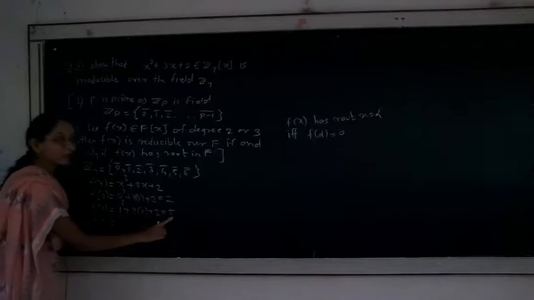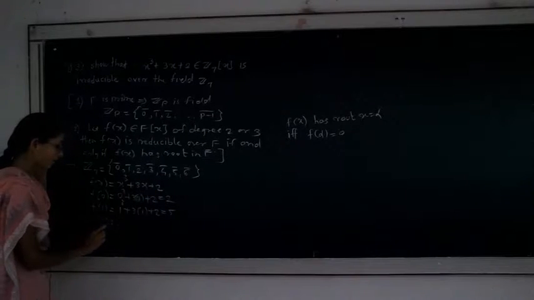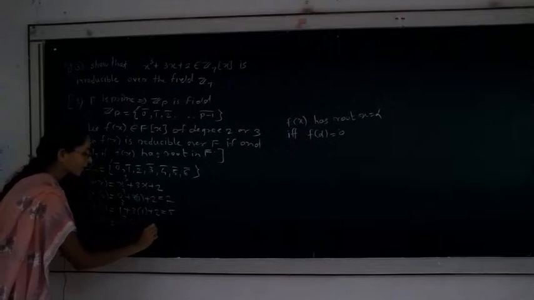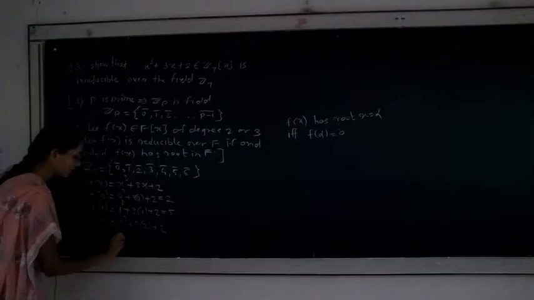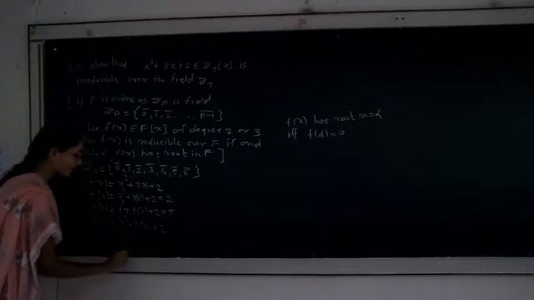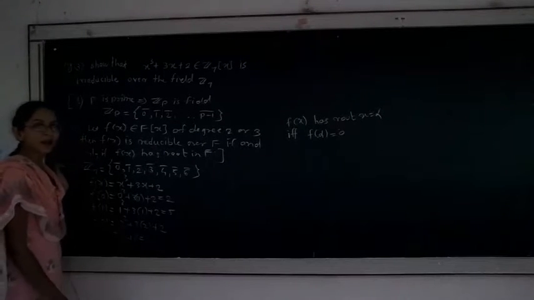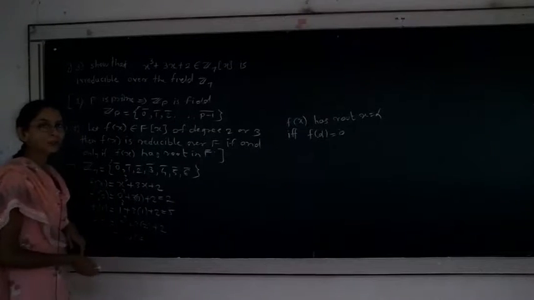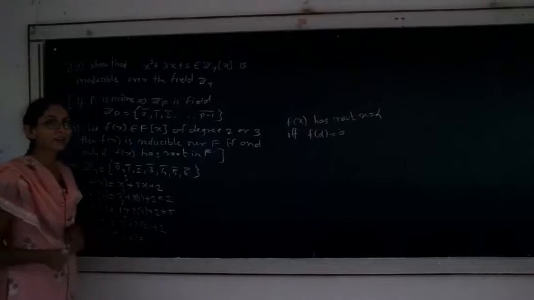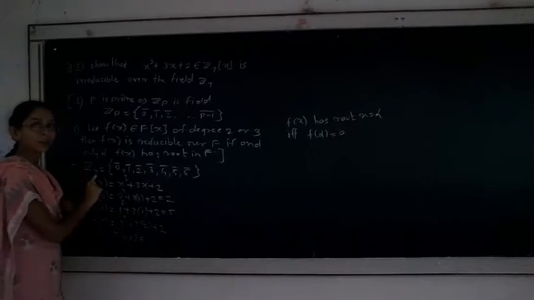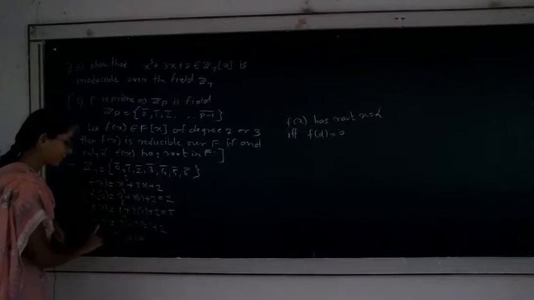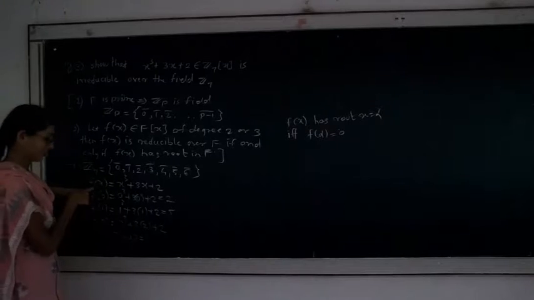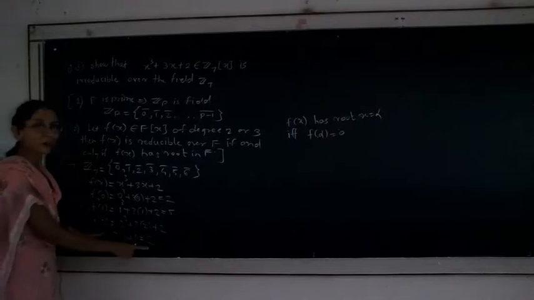Now f of 1 is equal to 5. This is not 0 again. f of 2 is equal to 2 cube plus 3 into 2 plus 2. Now this will come 8 plus 8, which is equal to 16, and 16 modulo 7 is 2. 16 is congruent to 2 modulo 7. If you divide 16 by 7, the remainder is 2. Therefore f of 2 is equal to 2 in Z7, which is not 0 again.